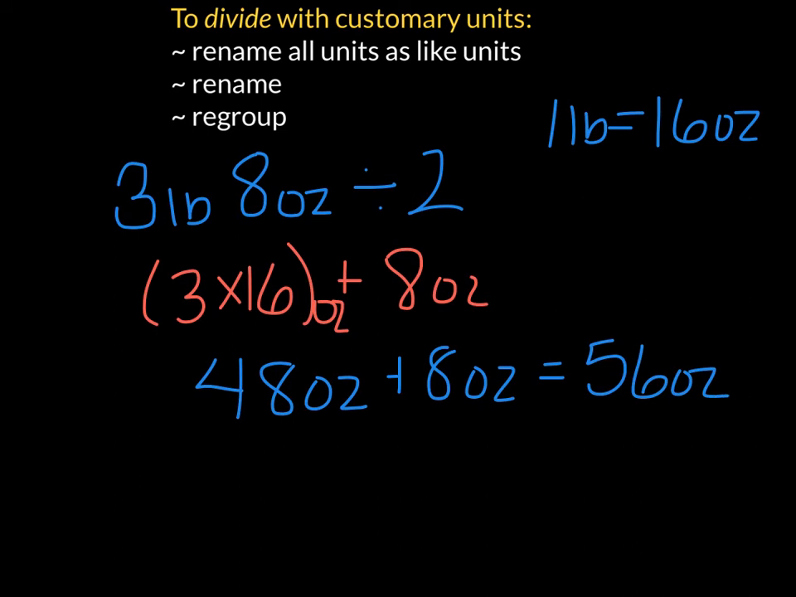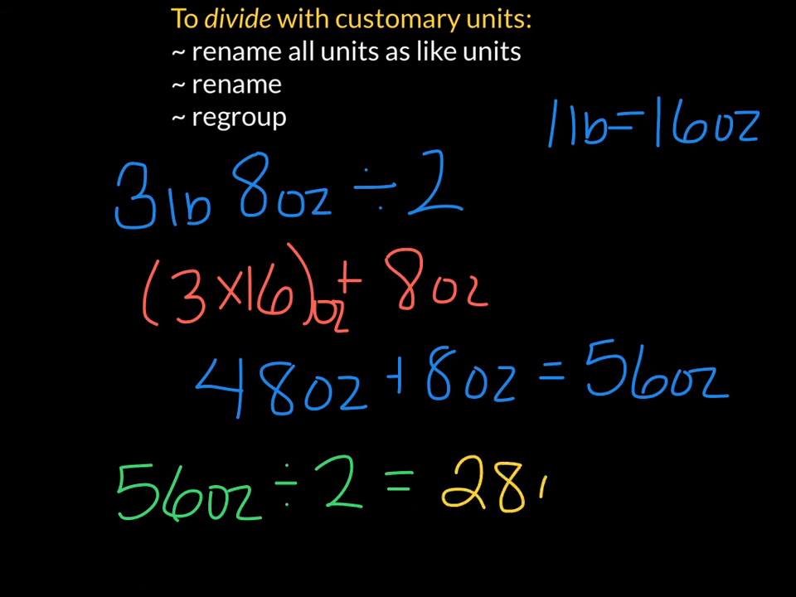So now I have that into ounces, I'm ready to divide. So I have 56 ounces divided by 2. And that equals 28 ounces. So now that I have this in ounces, I take a look and I remember, well, 16 ounces equals 1 pound. So I can divide this 28 by 16. That way I get it down into pounds and ounces again. So 16 goes into 28 one whole time. So there's 1 pound and there's 12 ounces left over.